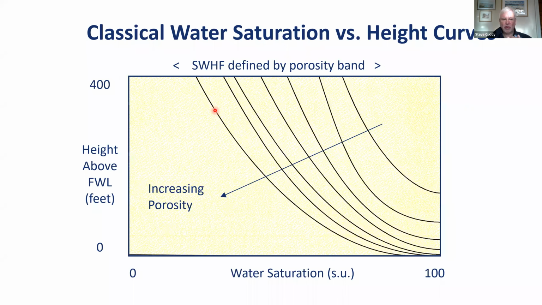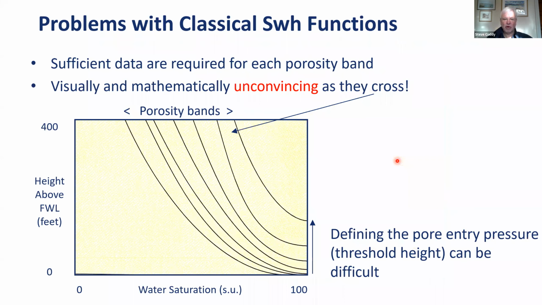So not only do you need to know where the lines are, but you need to know where the ends of the lines are, where the hydrocarbon has actually entered the formation. So these porosity bands in this actual case study are not very convincing. Why? Because they actually cross each other, but they're derived from the data itself.